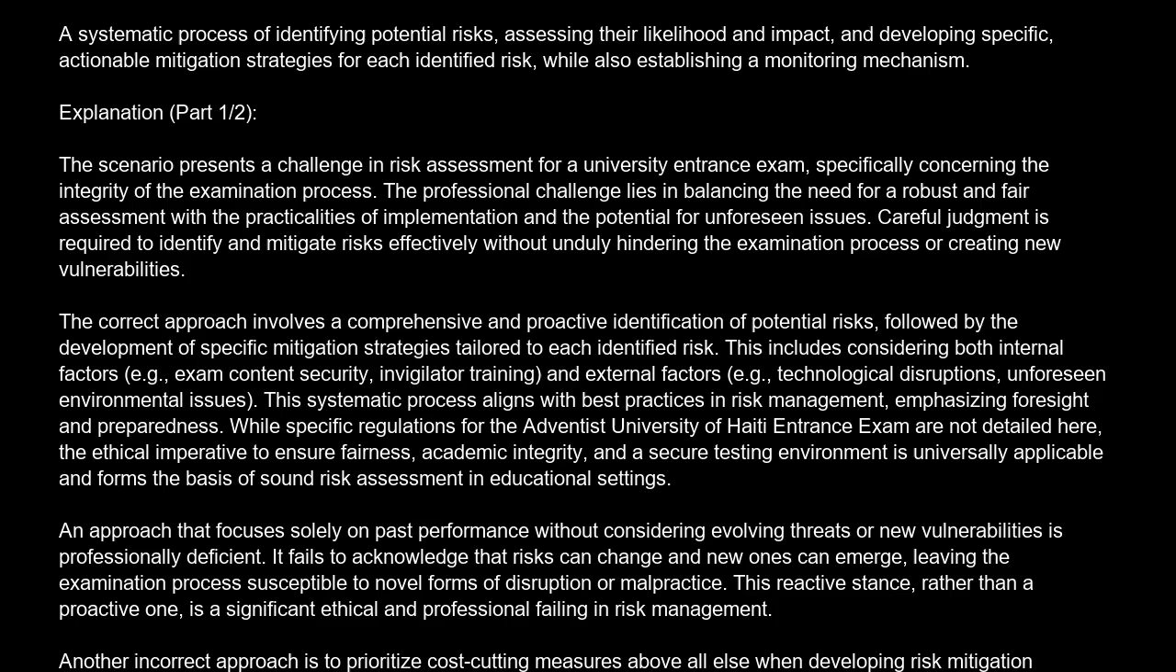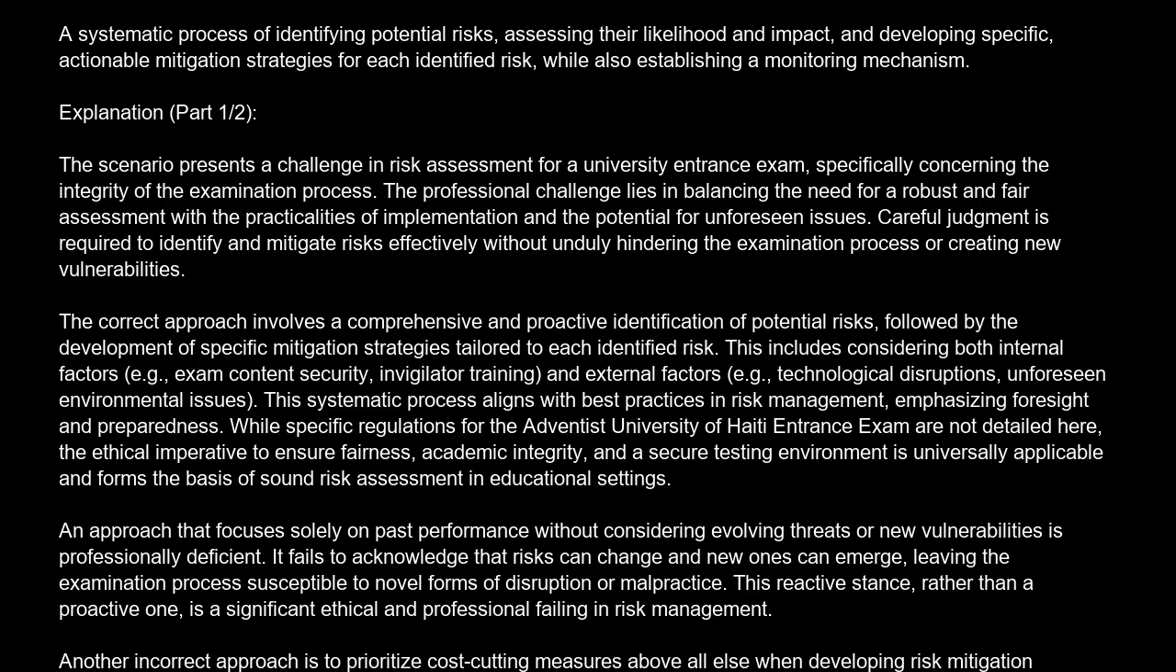The correct approach involves a comprehensive and proactive identification of potential risks, followed by the development of specific mitigation strategies tailored to each identified risk. This includes considering both internal factors, e.g., exam content security, invigilator training, and external factors, e.g., technological disruptions, unforeseen environmental issues. This systematic process aligns with best practices in risk management, emphasizing foresight and preparedness.